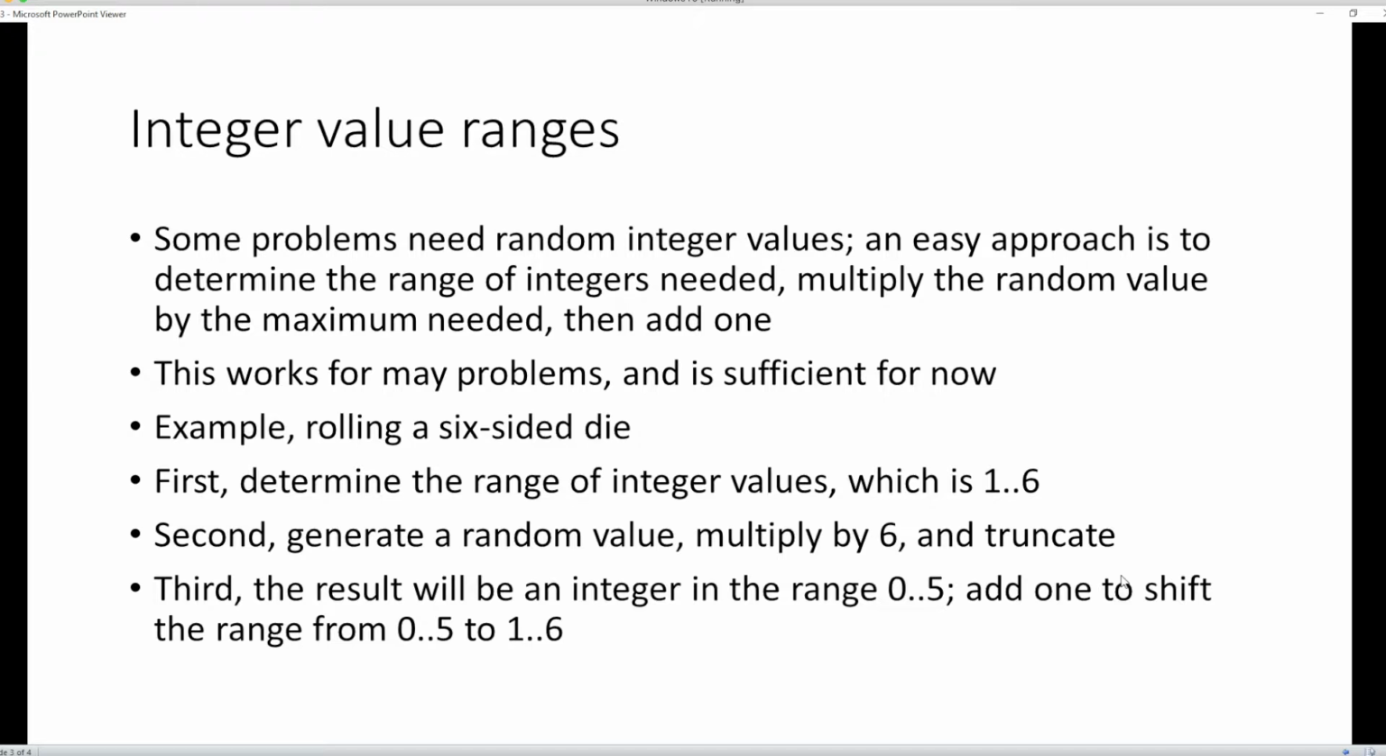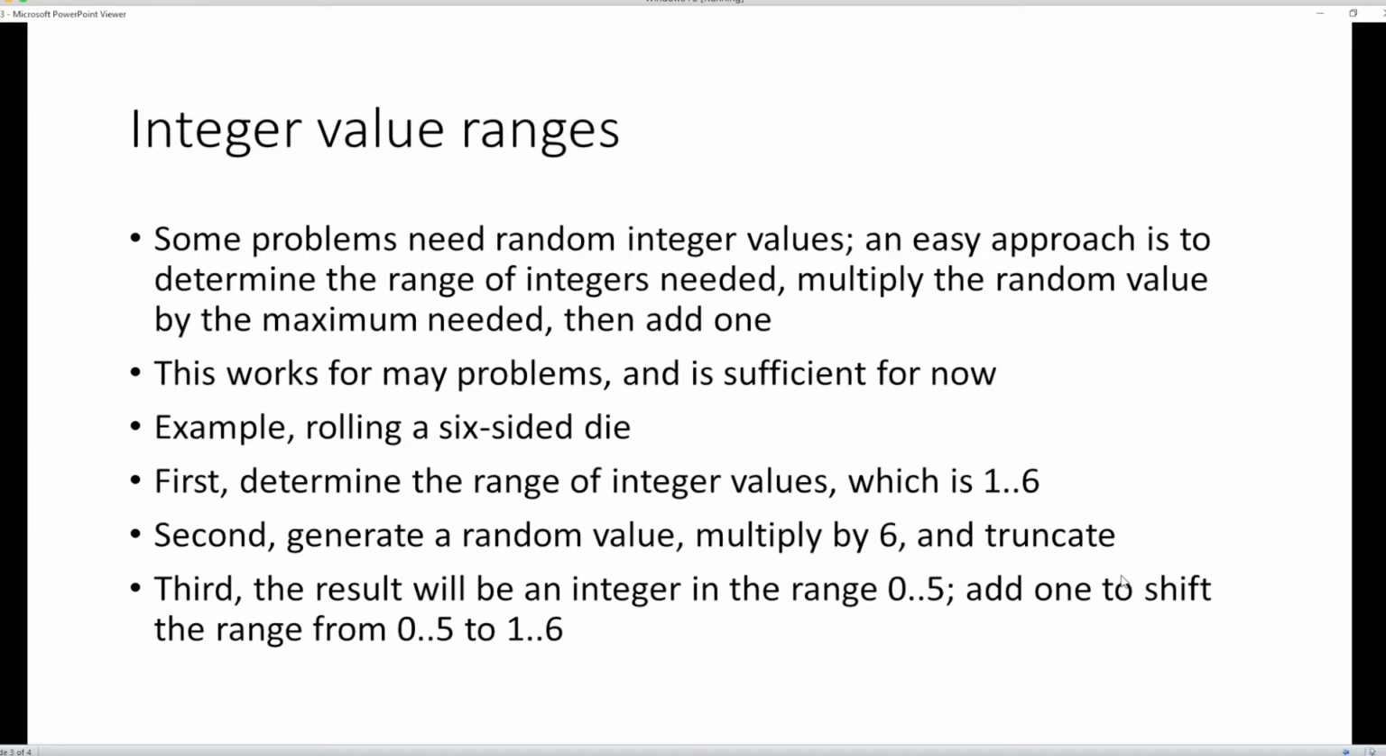Take, for example, rolling a 6-sided die. To simulate that, we need numbers in the range 1 through 6. Those represent the number of dots on the face of a die. We need to generate a random value and then multiply it by 6, then truncate. Because the interval is open on the one side, we will never return a value of 1, which means we will never, after this multiplication, have a value of 6.